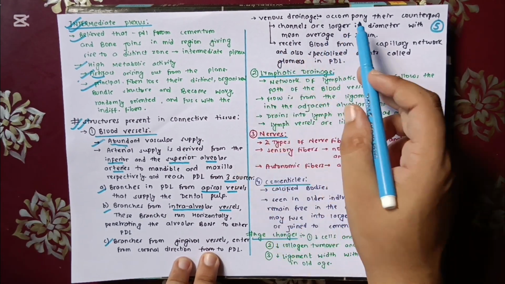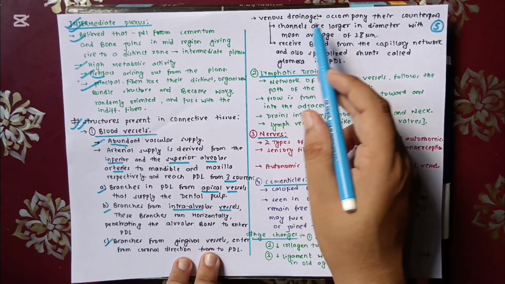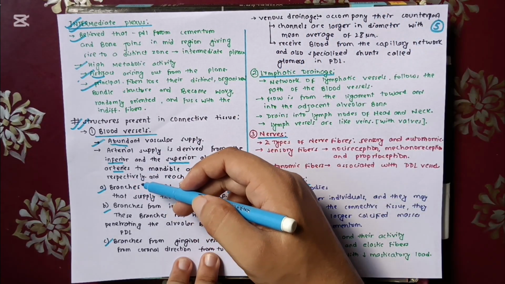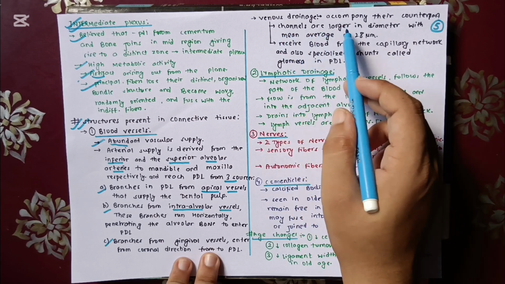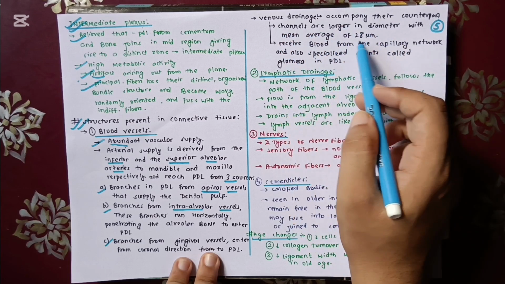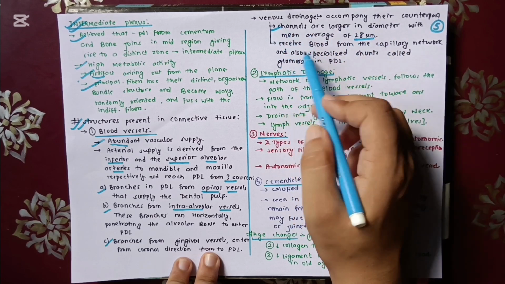Okay, so they just accompany their counterpart. A counterpart means artery, so they just accompany their counterpart arteries, and the channels are larger in diameter, with a mean average of 28 micrometers. Okay, you can remember this data.